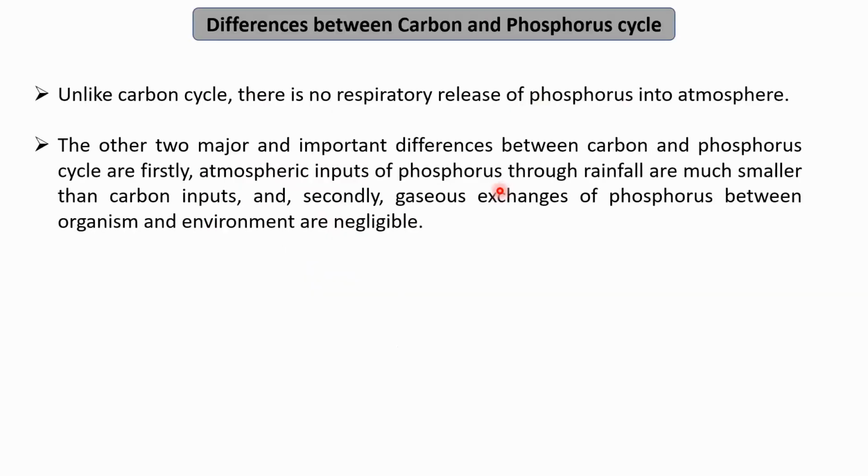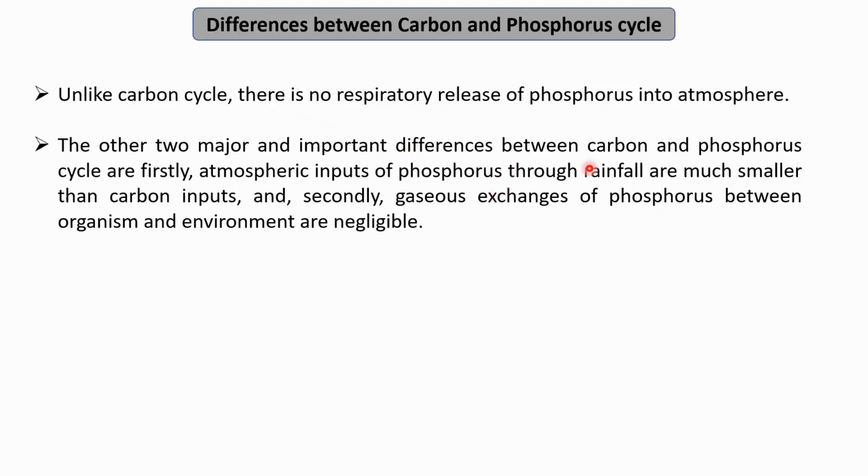Now, what are the basic differences between the carbon and phosphorus cycle? So, unlike carbon cycle, there is no respiratory release of phosphorus into the atmosphere. As I discussed earlier, in case of carbon cycle, most of the carbon is released back into the atmosphere in the form of carbon dioxide by the process of respiration. But in case of phosphorus cycle, there is no such process that leads to the release of phosphorus back into the environment by the process of respiration. So respiration does not play any role in phosphorus cycle.